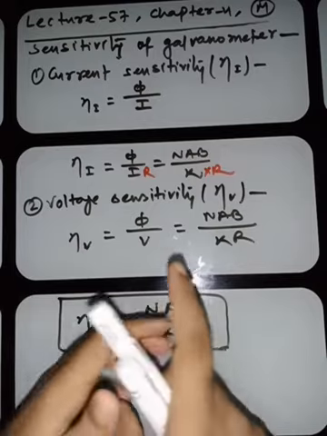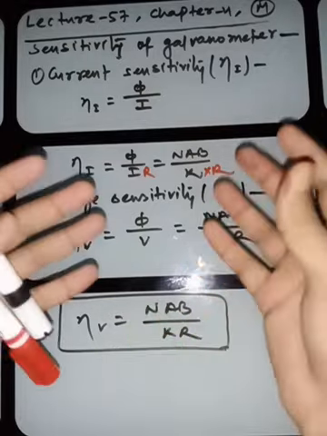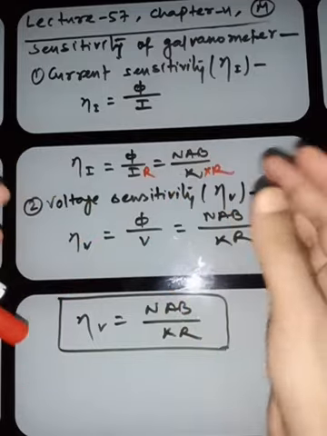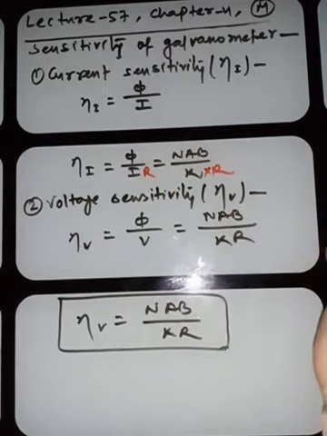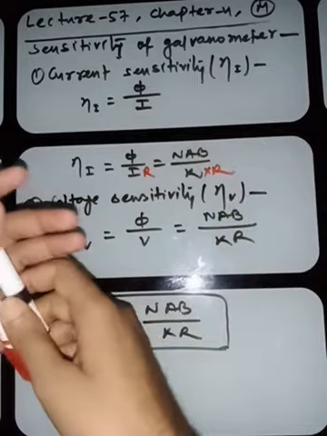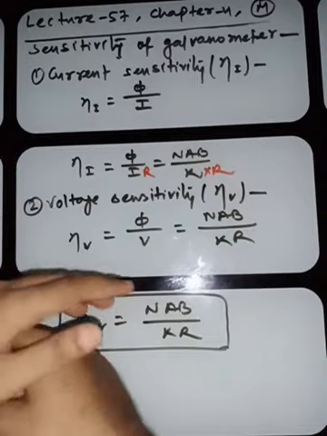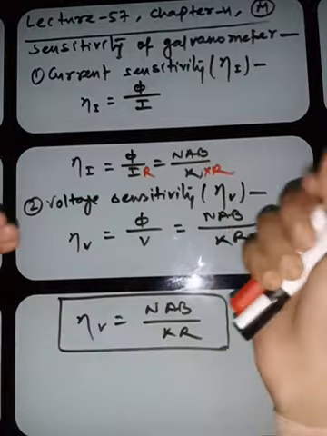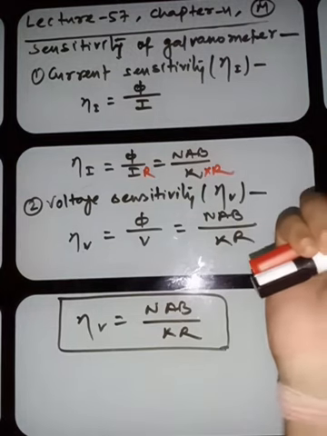Okay, my dear students. So this is the moving coil galvanometer. In the next lecture we will do the conversion of galvanometer into voltmeter and ammeter, and then we will solve a few numerical questions and wrap up this chapter.